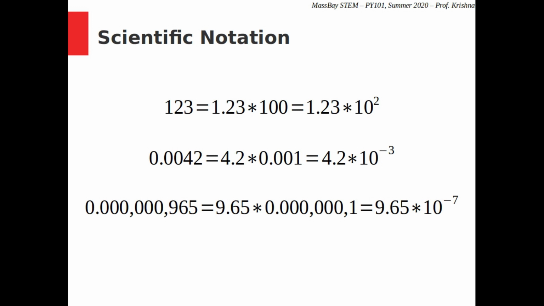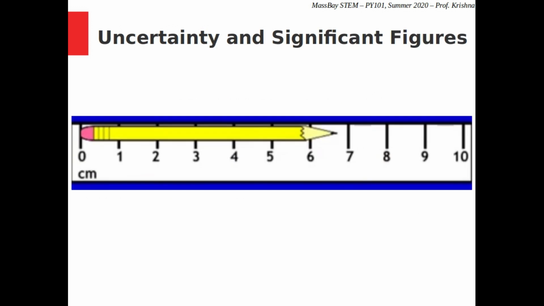We won't use scientific notation all the time in the class, but it's handy to know in case you see it in the book. Scientific notation also provides an unambiguous way of dealing with significant figures. In science, no measurement is exact. It's always limited by the gradations of the measuring instrument.